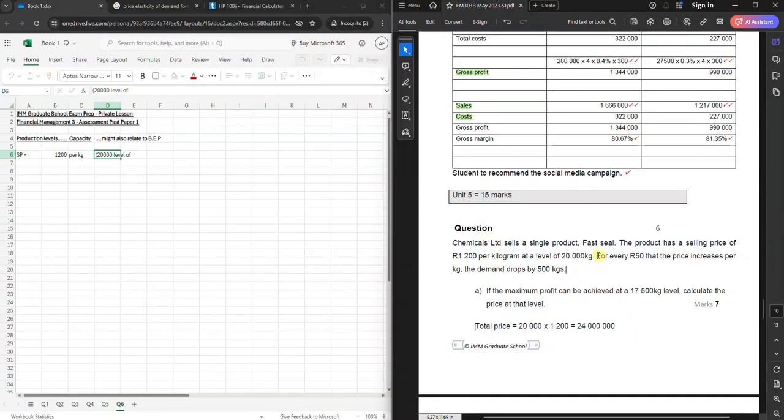For every 50 Rand that the price goes up per kilogram, the demand will drop by 50 kilograms. Do you see what's happening here? If the selling price of 1,200 Rand went up to 1,250 Rand per kilogram, then the demand for the product would go down to 19,500. So in other words, I'm not going to be able to sell more of this if I increase the price. That's what the demand is.